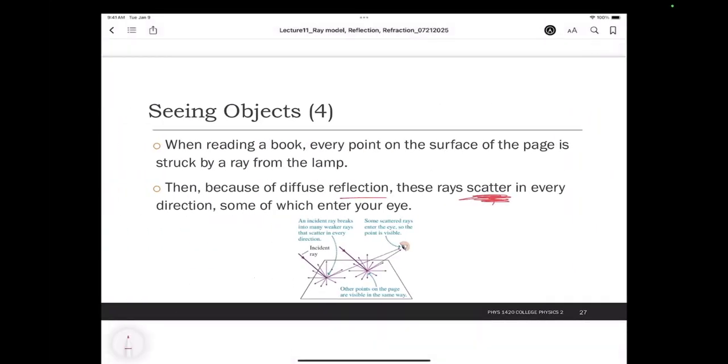Here is a ray diagram. The incident ray breaks into many weaker rays that scatter in every direction, and some scattered rays enter our eyes, so the point is visible. Other points on the page are visible in the same way.